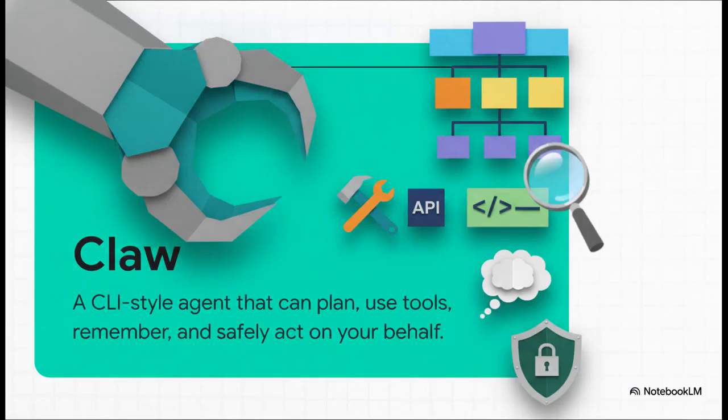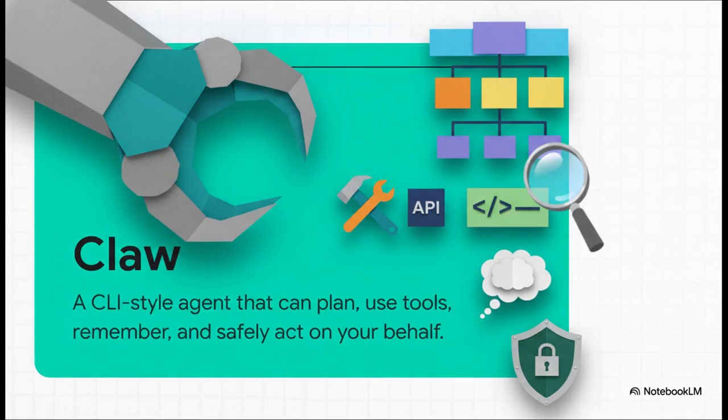Okay, let's dive into this and define exactly what it is we're building today. Because once you understand the basic anatomy of a claw, you'll realize you actually have the power to build your own custom automated workers. So a claw is a capable command line interface style agent. It doesn't just generate text. It can plan out a multi-step sequence. It can physically use tools like calling APIs or executing code. It remembers things across different turns of a conversation. And most importantly, it can safely act on your behalf.